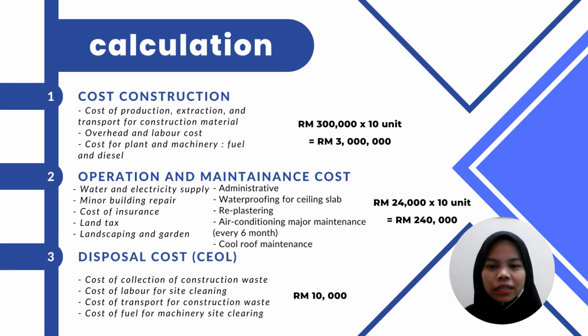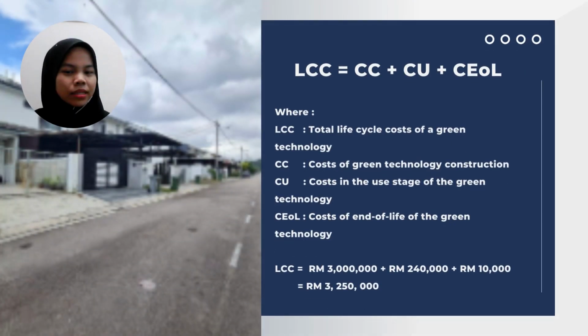For the calculation, we need to state the construction cost, which for this project is 3 million for 10 unit houses, the operation and maintenance cost, which is 240,000, and the disposal cost, which is 10,000. As we can see here, the LCC calculation is CC plus CU plus CEOL. The total for this LCC is 3,250,000.